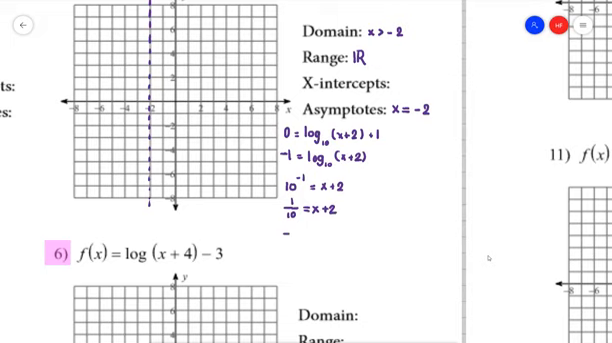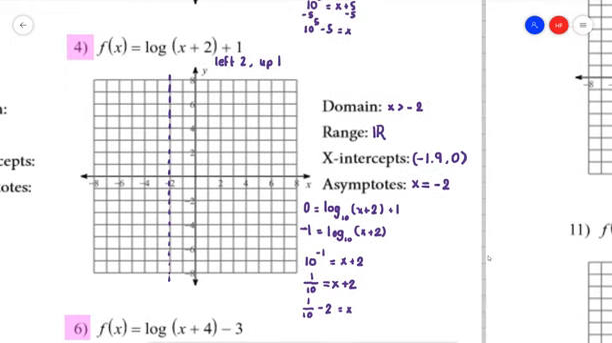10 to the negative 1 is 1 over 10. And then we'll subtract 2. So 1 over 10 minus 2 is equal to x. So 1 over 10 minus 2 is negative 1.9. So that's where our x-intercept occurs.